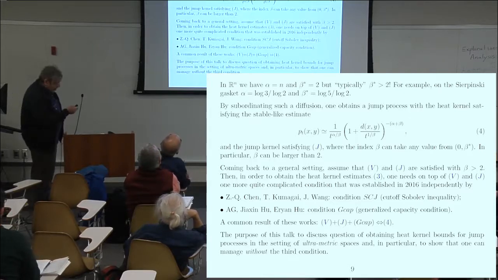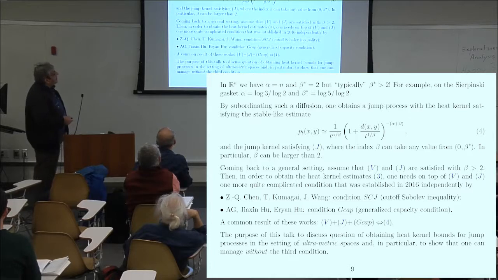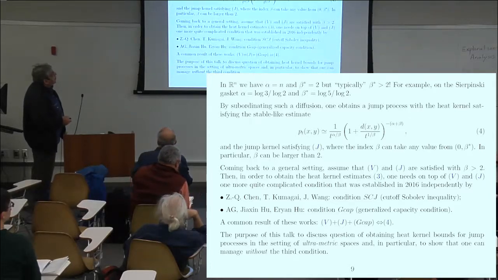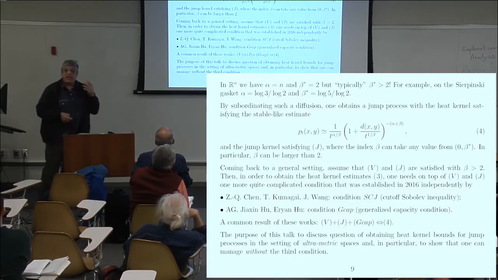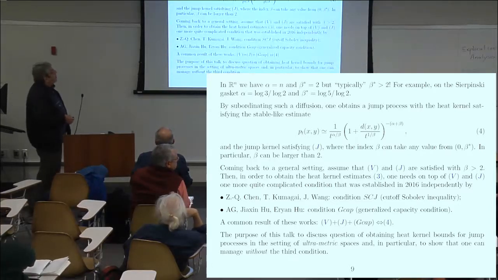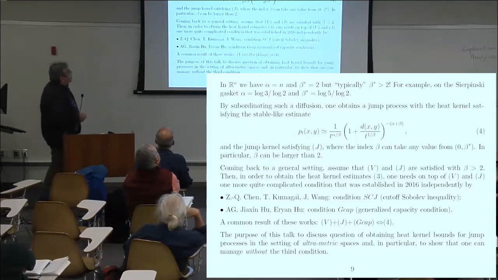Right. So therefore, by using again the subordination technique that I already once mentioned, one constructs on such spaces a jump process where the heat kernel does satisfy the stable-like estimate that I already mentioned above, where alpha is the same as above, the Hausdorff dimension, but beta is any value between 0 and beta star. So beta star, the walk dimension, is just an upper bound for the index of a possible jump process, exactly like the number 2 in Euclidean space, right? So in particular, this beta index of the process can be strictly larger than 2, if beta star is larger than 2.